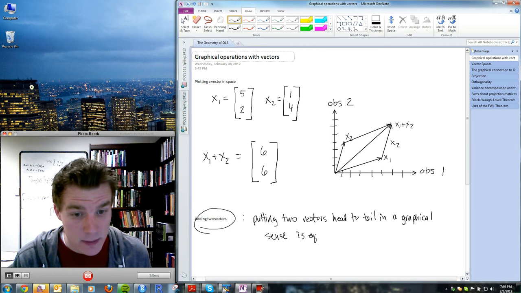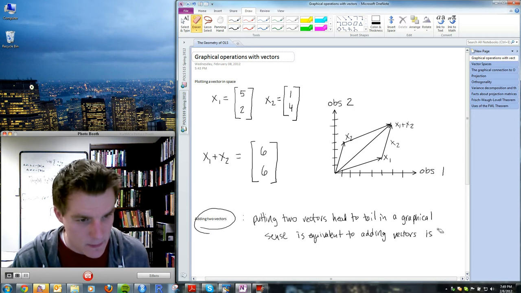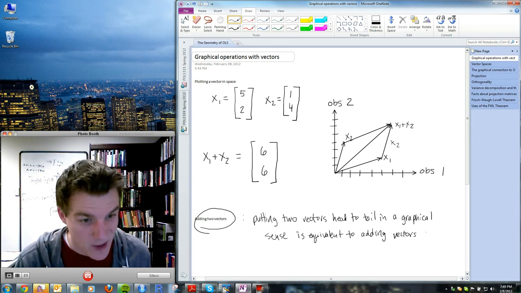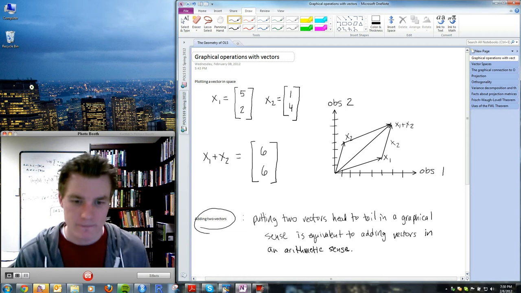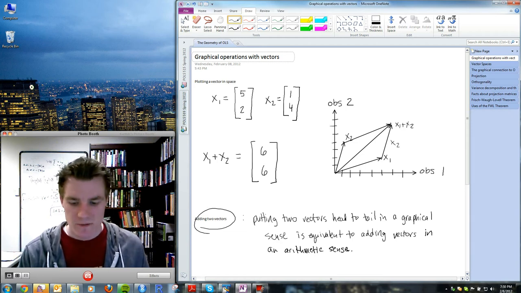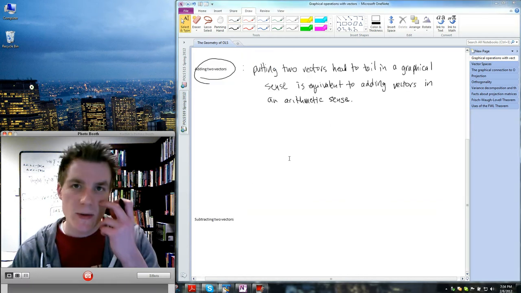That's equivalent to adding vectors, oops, not "is," in an arithmetic sense. So there you go. There's your first fact about adding vectors. Okay, so that's adding vectors.